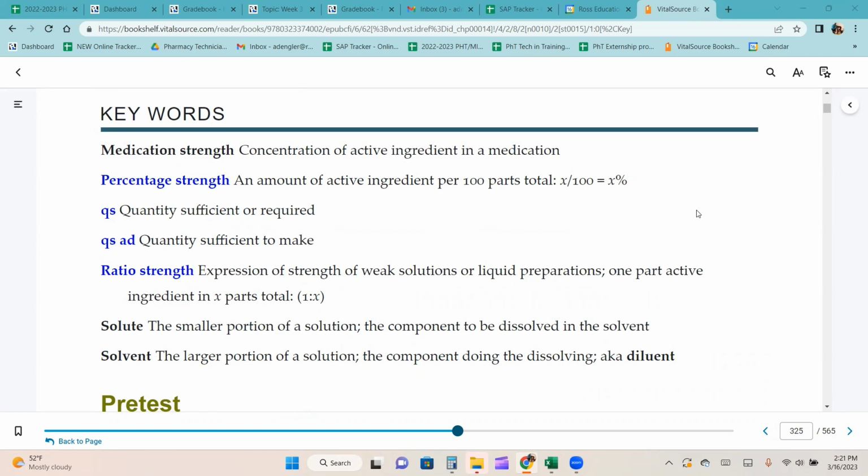QS is quantity sufficient or required. QSAD is quantity sufficient to make. Ratio strength is the expression of strength of weak solutions or liquid preparations, 1 part active ingredient, X parts total. The solute is the smaller portion of a solution, the component to be dissolved in the solvent, and the solvent is the larger portion of a solution, the component doing the dissolving, aka diluent.